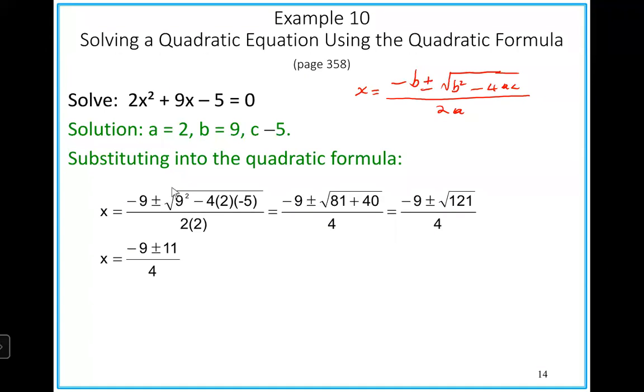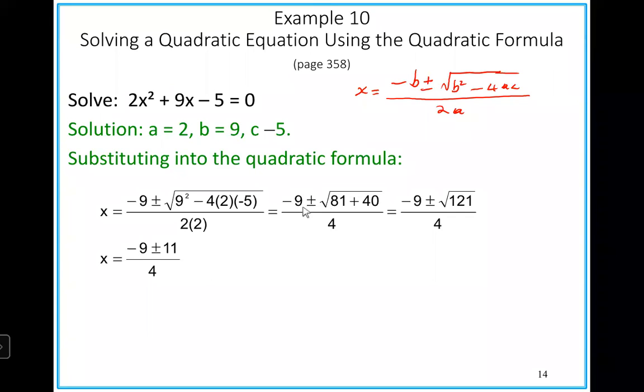So we said b is 9, so negative of b would be -9, plus or minus b squared. B was 9, so that's 9 squared minus 4 times a times c. So 4 times a, which is 2, times c, which is -5, over 2a. So 2 times a, and a is 2.